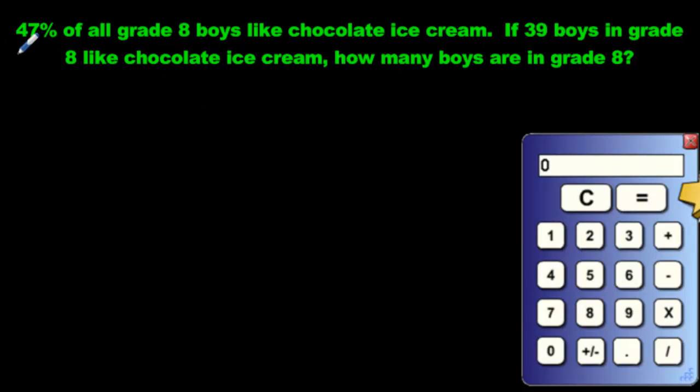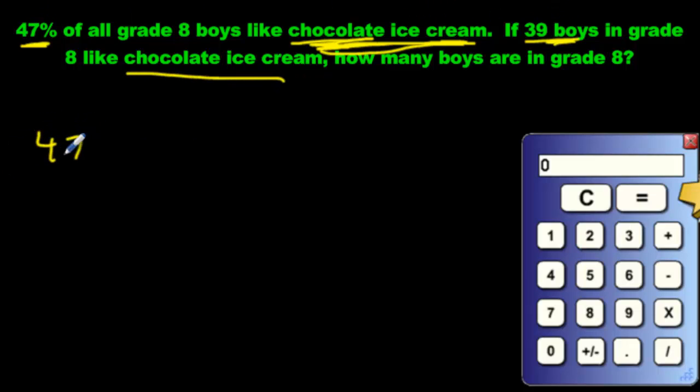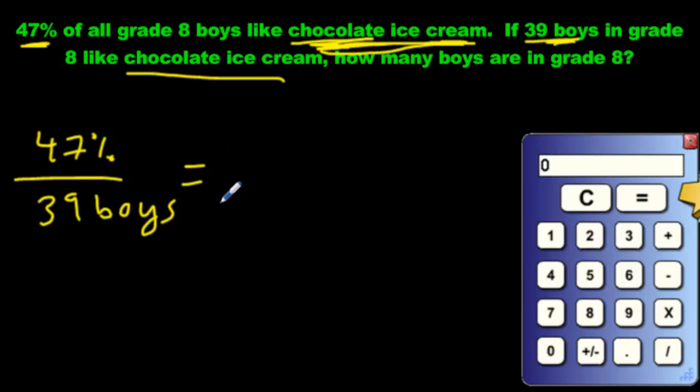And the last question here, guys, you've been doing fantastic. I'm so proud of you for making it this far. We have 47% of all grade 8 boys like chocolate ice cream. Chocolate ice cream. That's what they like. 39 boys in grade 8 like chocolate ice cream. So 39 like chocolate. So this percent will match up with that. 47% matches up with 39 boys. So about half the boys then like chocolate ice cream.